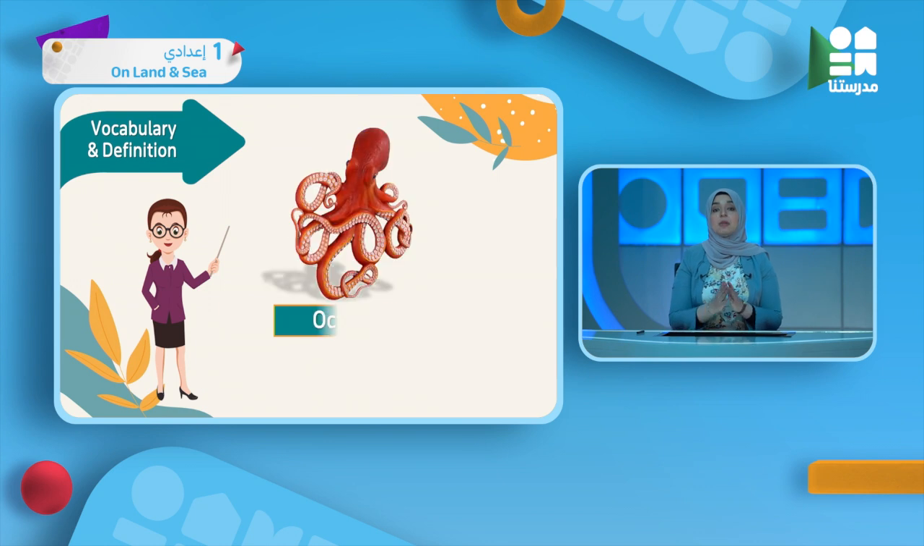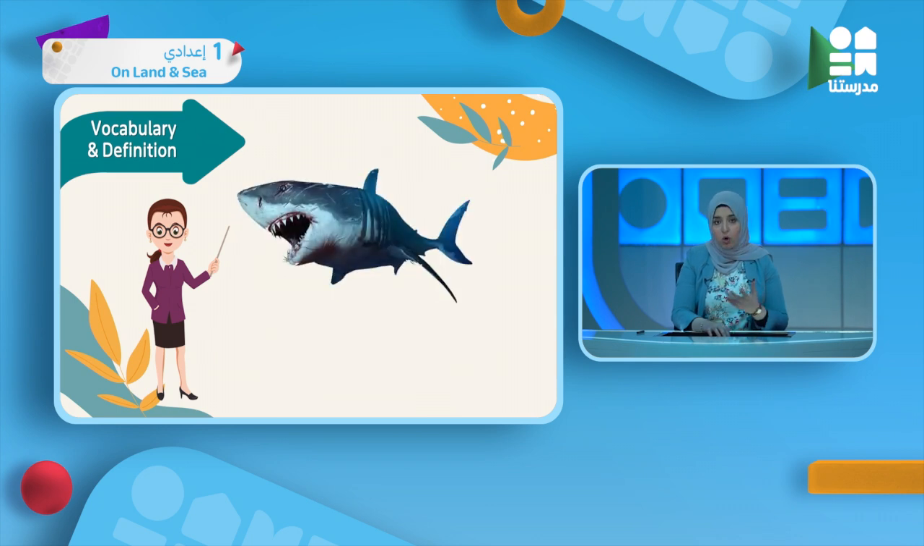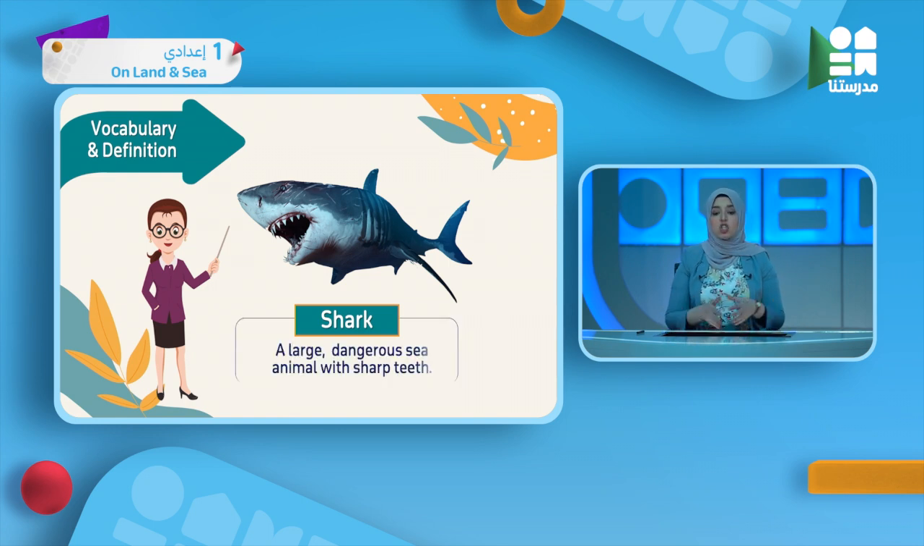Another sea animal is called octopus. Octopus: it's a sea animal with 8 legs. ال 8 legs دول بيساعدوه to move very fast, or to move quickly. الأخطبوط. It's called octopus and it has 8 legs. Of course, one of the most known and dangerous sea animals is shark. Shark: it's a large, dangerous sea animal with sharp teeth. Sharp teeth اللي هي الأسنان الحادة. Okay, it's called shark.